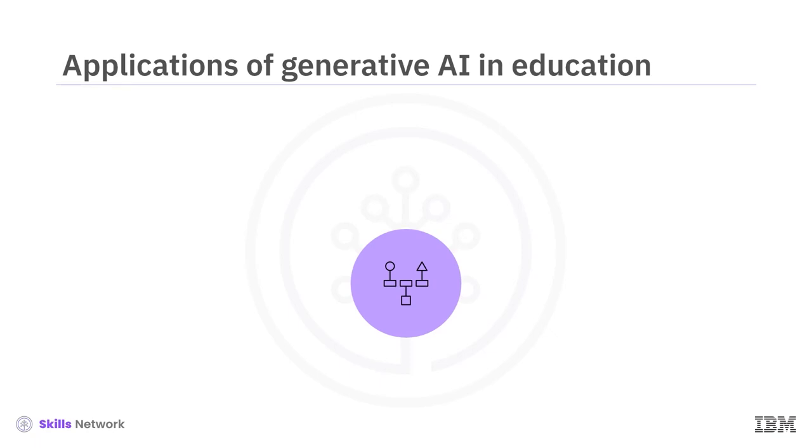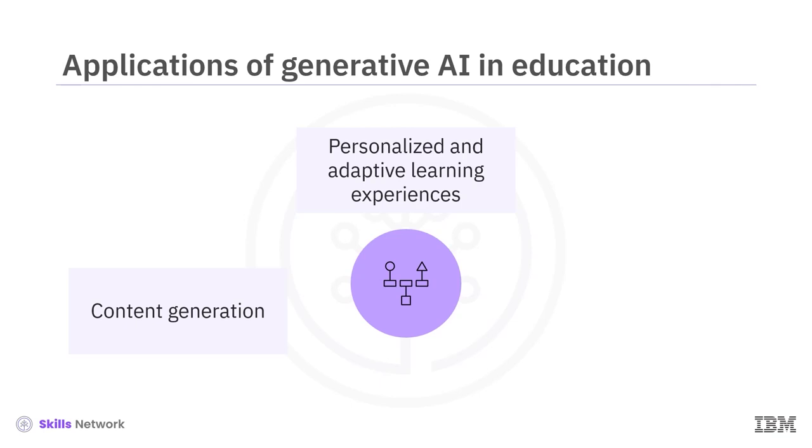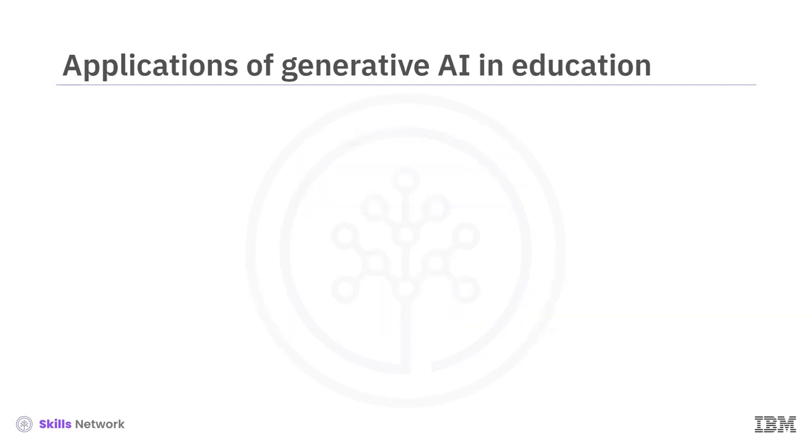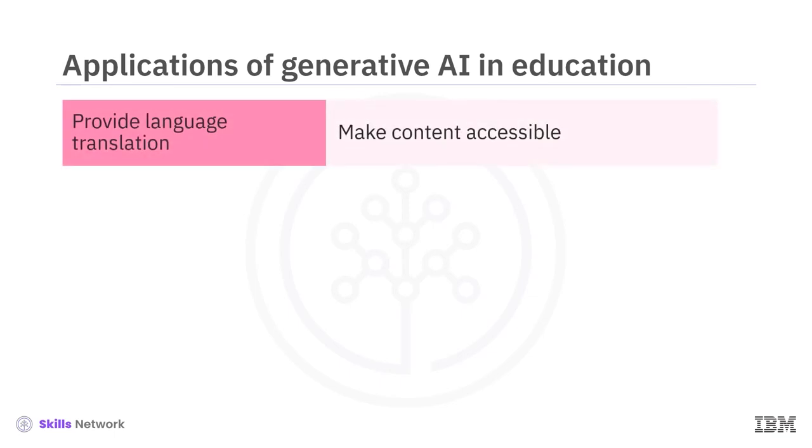Another big area of impact of generative AI is education. From content generation to personalized and adaptive learning experiences and simulated experiential learning, the impact of generative AI is huge. With their language capabilities, they can provide language translations, making content accessible in different languages.